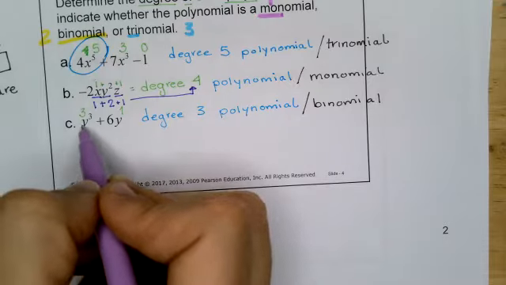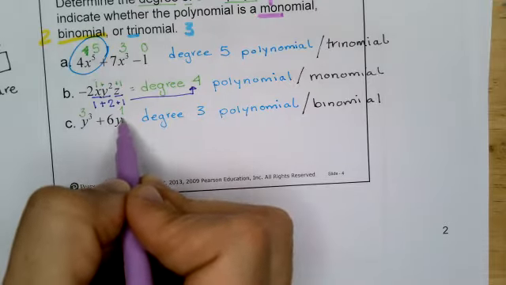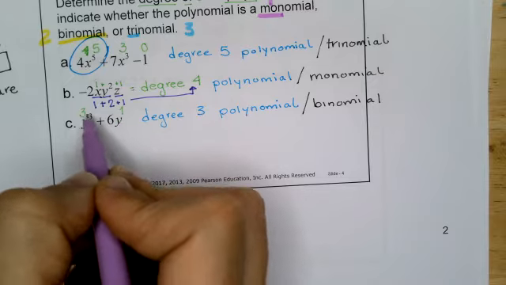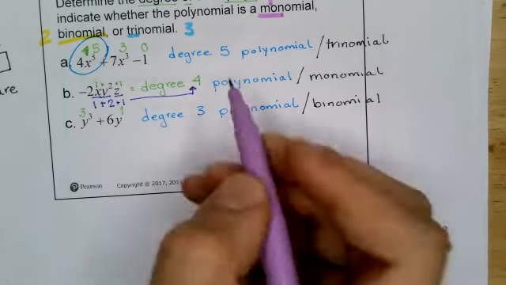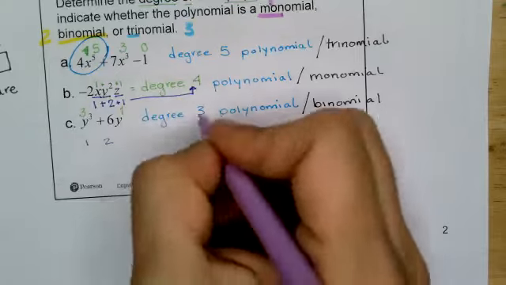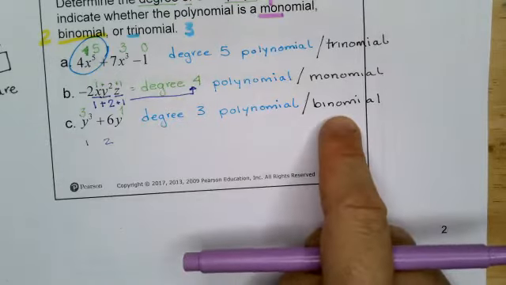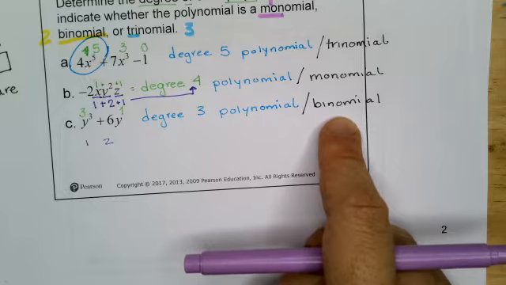And so for this one, y to the 3rd and 6y, this is a degree 1, this is a degree 3, so you're taking the biggest one. And so you're saying this is a binomial because there are 2. Binomial, you could say of the 3rd degree, a 3rd degree binomial. Binomial with a degree of 3.